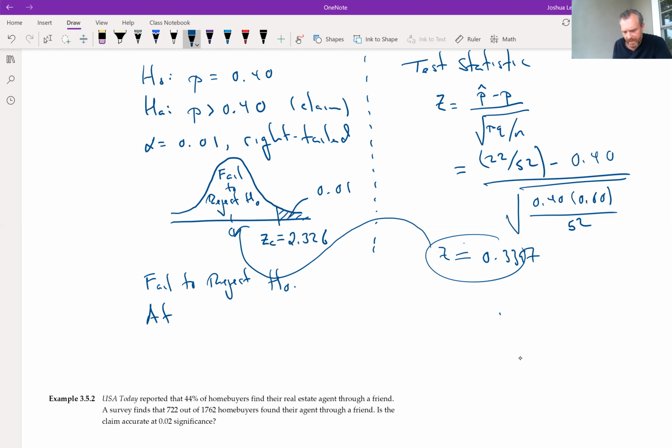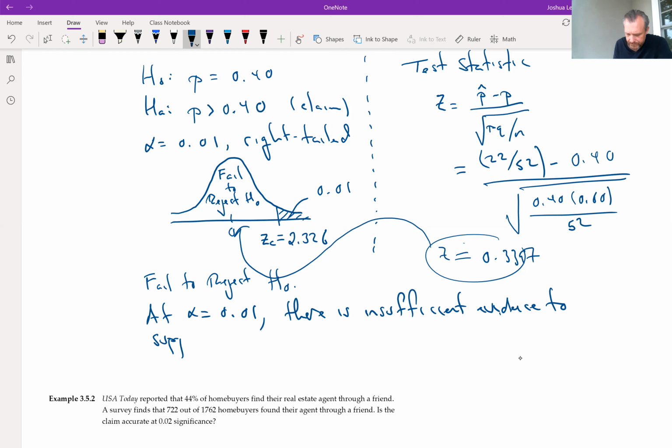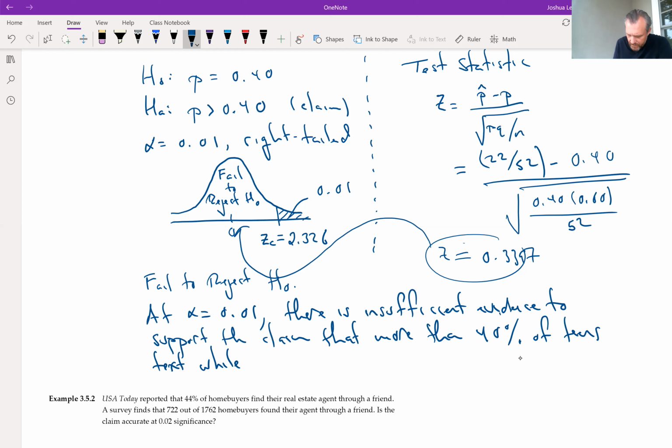And so we would say at alpha equals 0.01, there is insufficient evidence to support the claim that more than 40% of teens text while driving. Okay. All right.